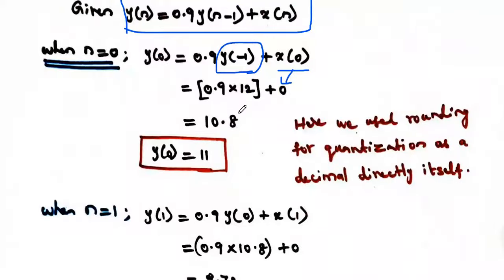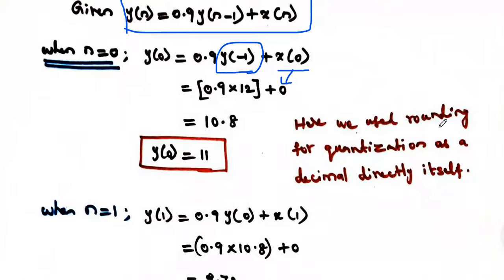Multiplying, we get 10.8. The 0.9 multiplied with y of minus 1, this product is where we perform the quantization operation. Here the y of 0 value we got is 10.8. In the previous problems, to perform quantization we converted the decimal number into binary and did the quantization in binary. But here the answer is 10.8.